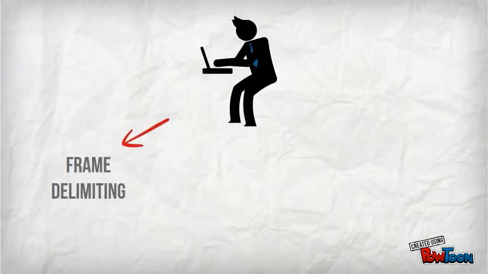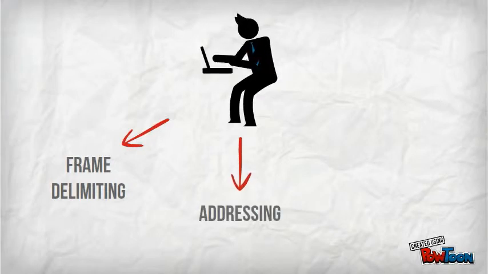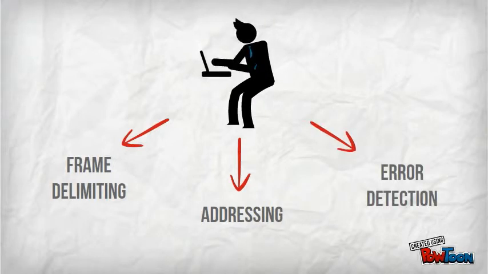First, frame delimiting. It identifies a group of bits that make up a frame, and also provides synchronization between the transmitting and receiving nodes. Second, addressing. Each Ethernet header added in the frame contains the physical address that enables a frame to be delivered to a destination node. Third, error detection. Each Ethernet frame contains a trailer with a cyclic redundancy check, CRC, of the frame content.